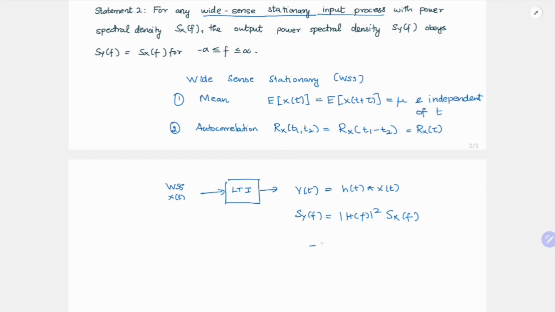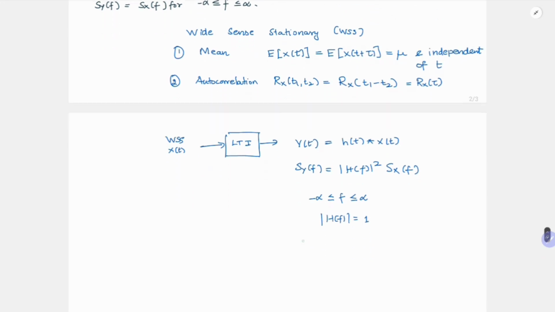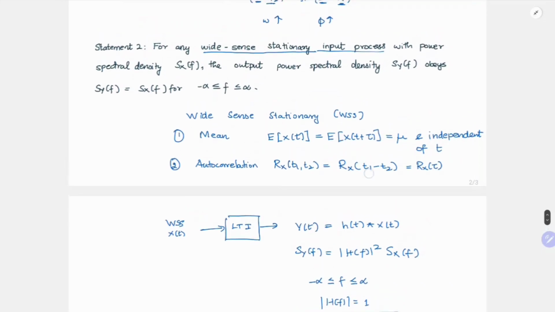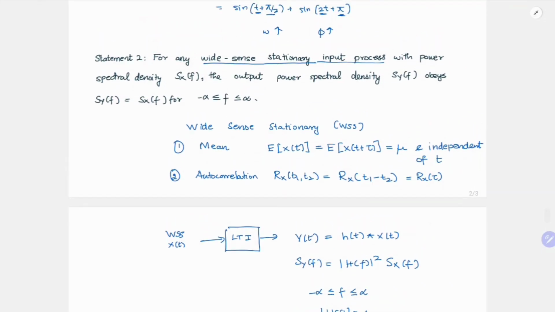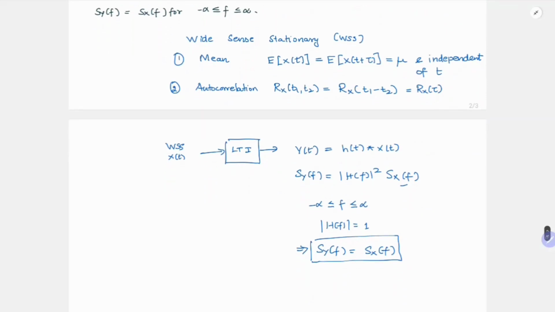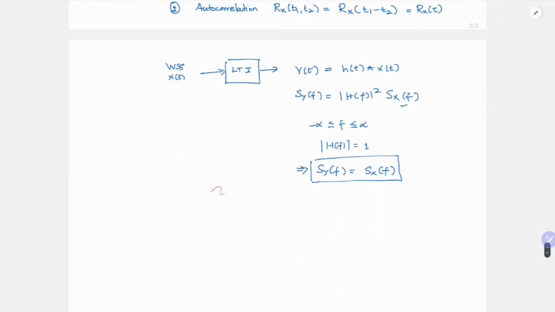And in our case, we are interested in minus alpha less than f less than alpha. So in this region, your mod H of f is equal to 1, which means that your Sy of f is equal to Sx of f. And this is what they have given in statement 2. For any wide sense stationary input process with power spectral density Sx of f, so this is the input power spectral density, the output power spectral density Sy of f obeys Sy of f equal to Sx of f for minus alpha less than or equal to f less than or equal to alpha. So we get the same thing. So statement 2 is correct.